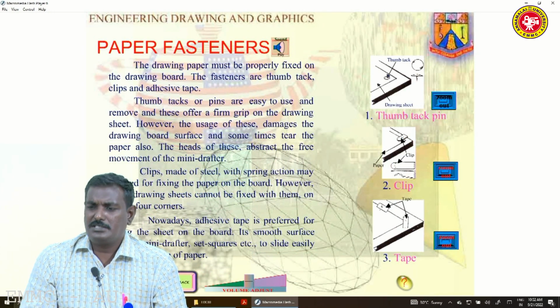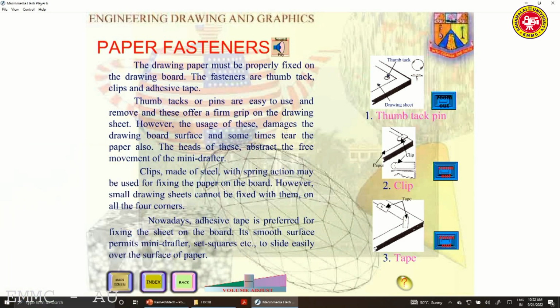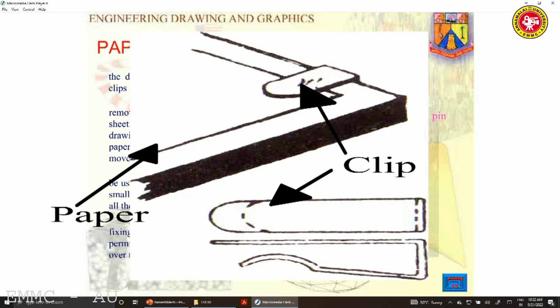So various fasteners are there, to fix the drawing sheet to the drawing board, because while you produce any drafting, the drawing sheet should never change its position. It should not tilt, shake or move. For that purpose we use fasteners. Fasteners may be of three types: here we have pin type, clip and tape. Normally we use clips. The clip should be used to fasten the paper as well as the board.